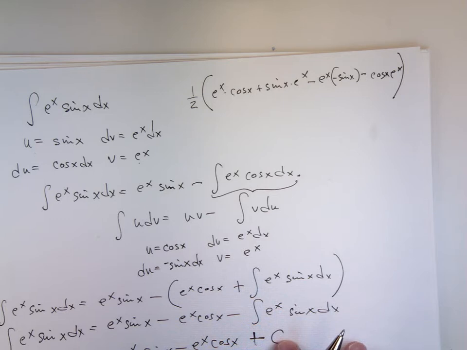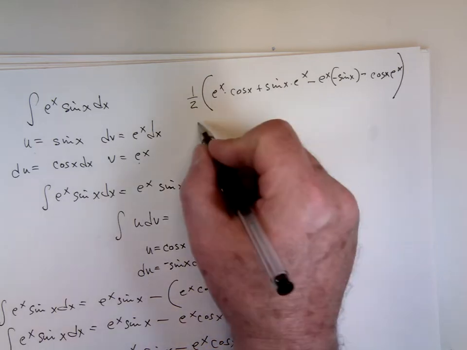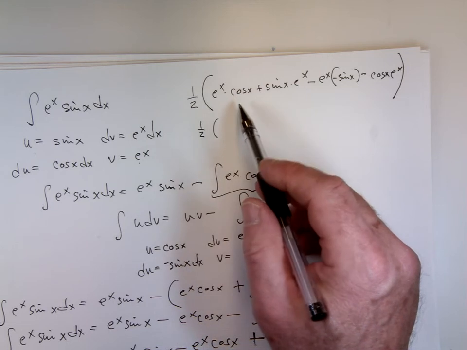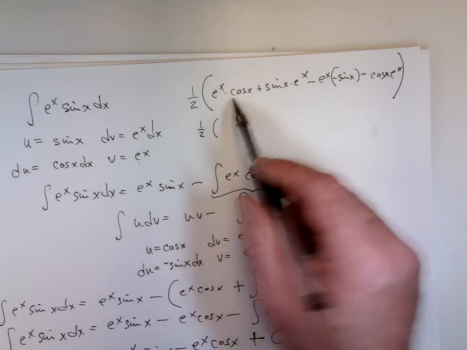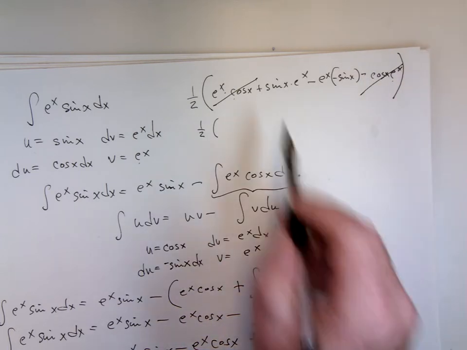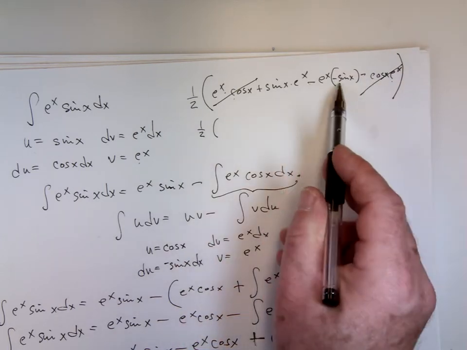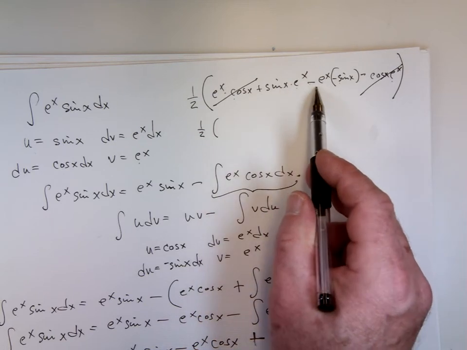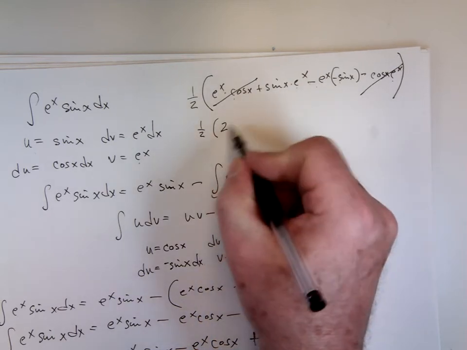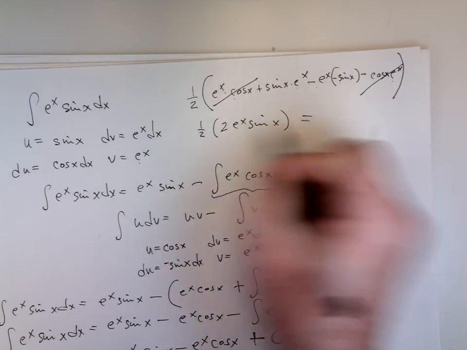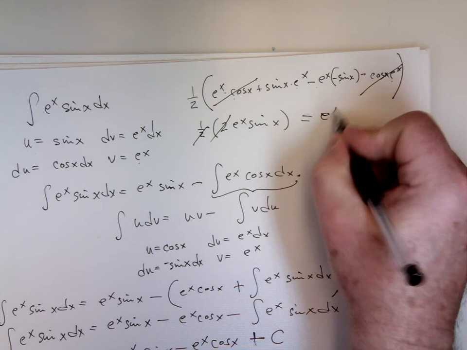A 1/2. Now, let's see what happens in here. I get e to the x cosine minus e to the x cosine here. These cancel. I've got minus minus, which is plus. I have a sine x e to the x plus another sine x e to the x. That gives me 2 e to the x sine x's. And the 2's cancel, and I end up with e to the x sine x. So that's what I have. One.